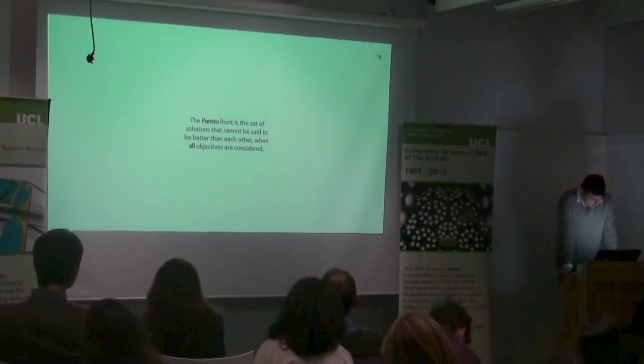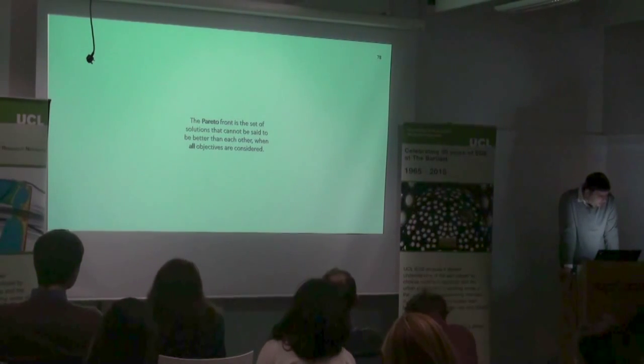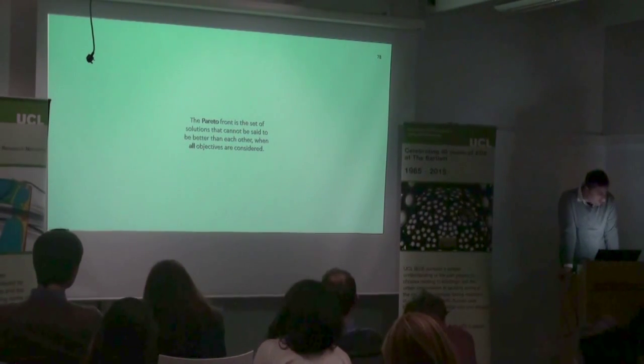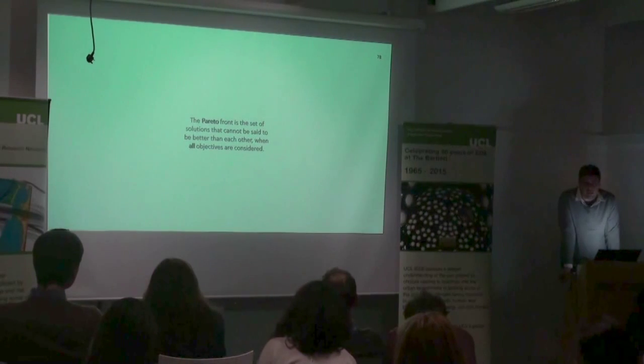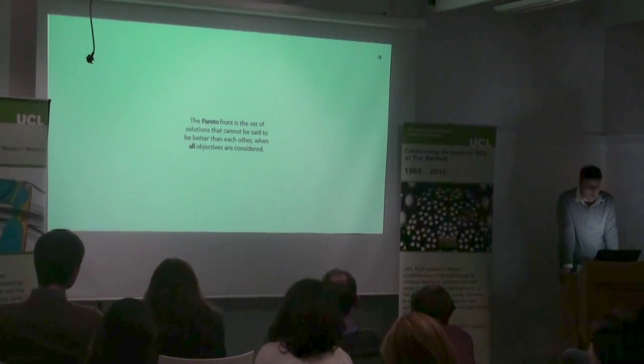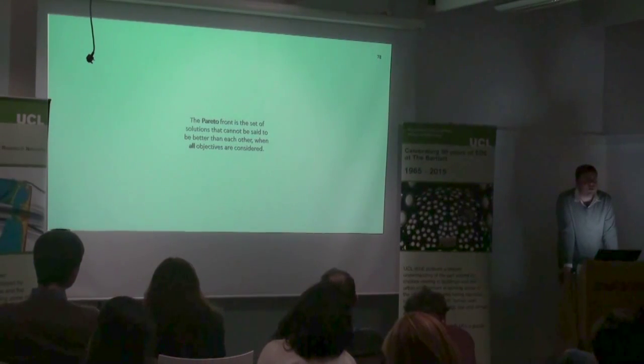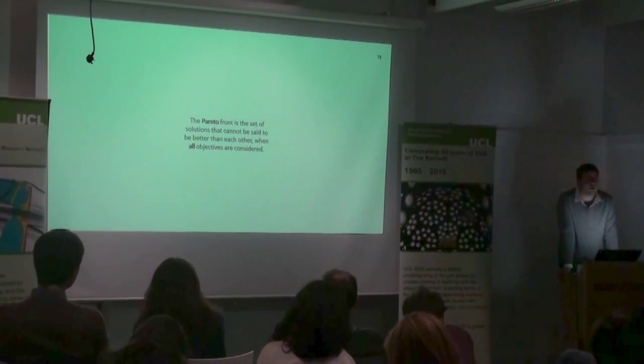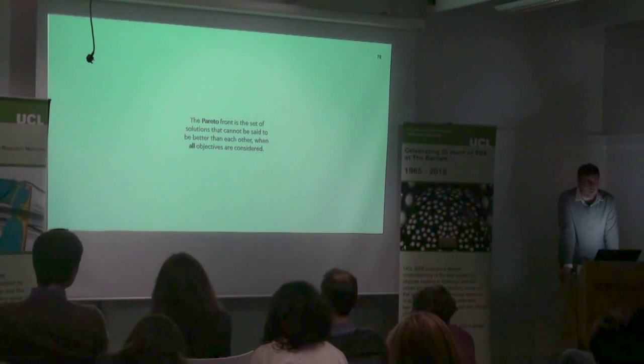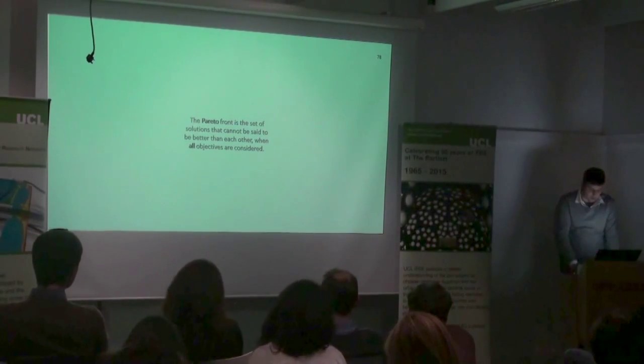So again, the set of solutions that cannot be said to be better than each other when all objectives are considered, this is what is known as a Pareto front. When you have two objectives, you can easily represent this in this two-dimensional curve that I just showed you, but of course, we won't always have two dimensions.